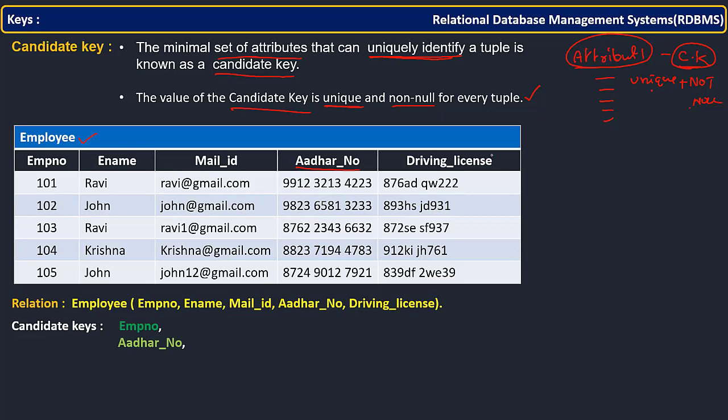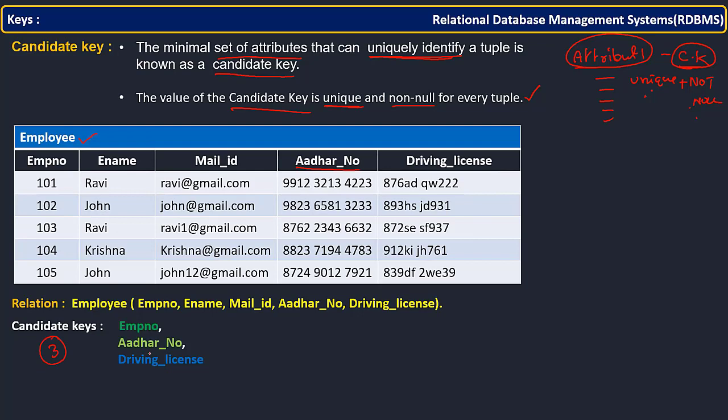And another one is what? Driving license also. Assume that every employee in your company must have a driving license, if you have that constraint. Every driving license number is also unique actually. No two numbers are the same. And as we put the constraint, everyone must have a driving license, so no null values. So this field is also satisfying uniqueness and not null. So that also comes under candidate key actually. So these are the three different candidate keys that are possible.